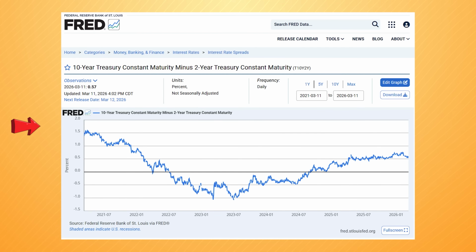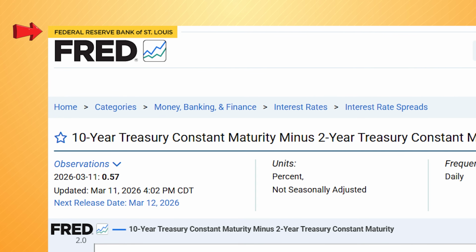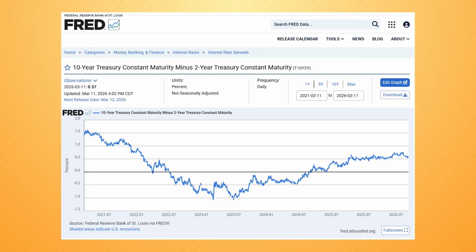So let's take a look at this chart from FRED, the regional St. Louis Federal Reserve Bank in the overall Federal Reserve System, which has lots of useful macroeconomic and bond data on its public website, by the way. So this chart from FRED shows you the difference between the yields on the 10-year and the 2-year treasury.